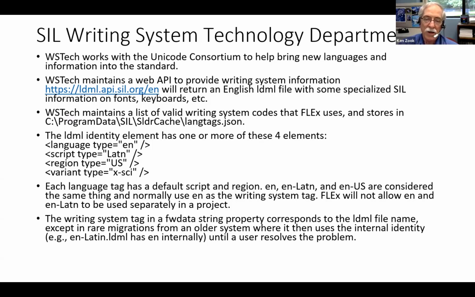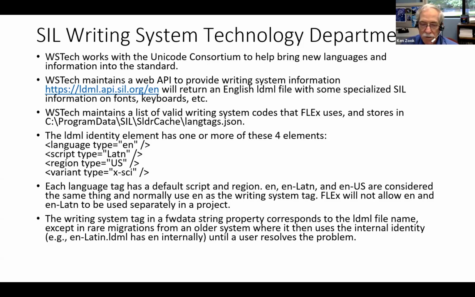The LDML identity element has one or more of these 4 elements: the language code like EN, and then a script type, which is like LATN, region type like US, and variant type can be X-SCI to stand for something. And each language tag has a default script and region. So EN, EN-Latin, and EN-US are considered the same thing and normally use EN as the writing system tag. Flex will not allow an EN and EN-Latin to be used separately in a project.